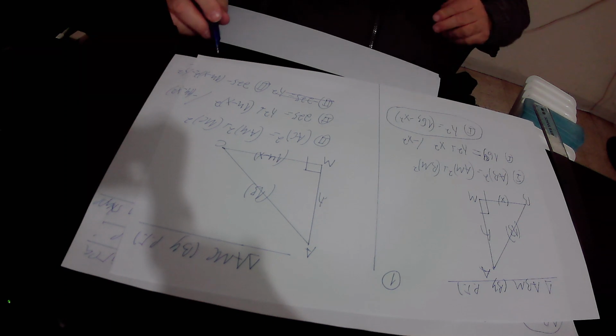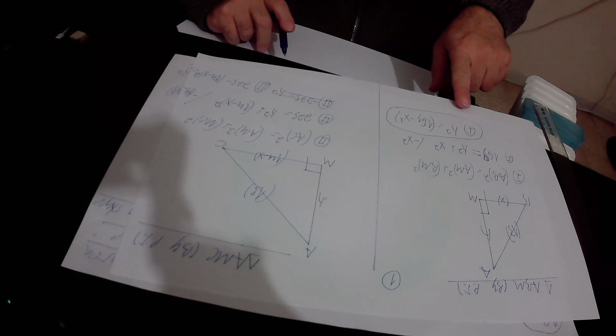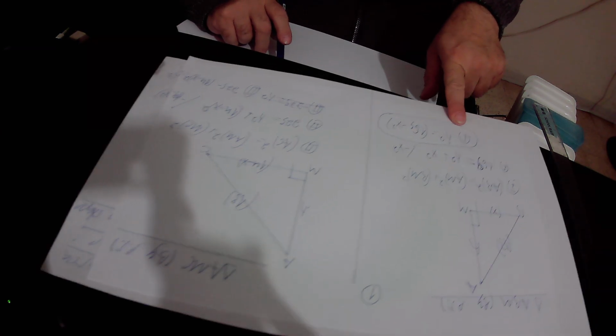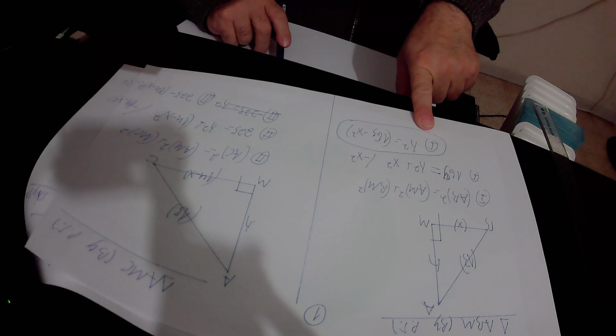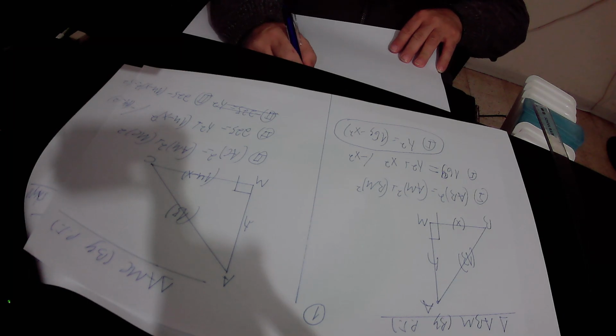So we actually have two different expressions for H squared. According to equation number 2, H squared equals 225 minus (14 minus X) squared, while according to equation number 1, H squared equals 169 minus X squared. So in the next step we'll get equation number 3.